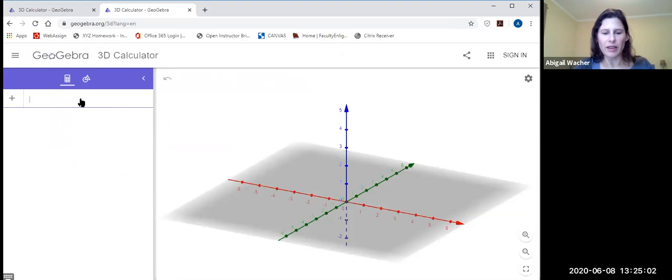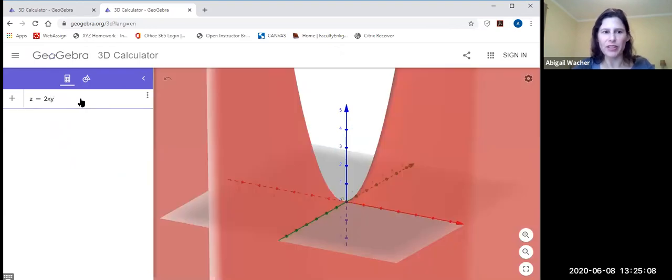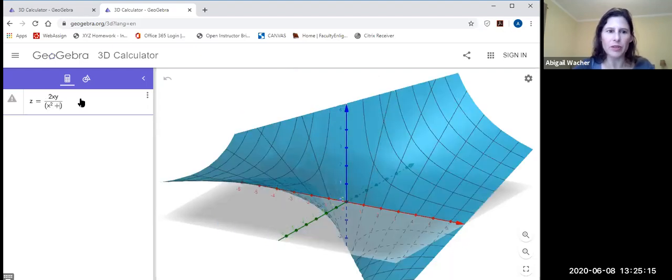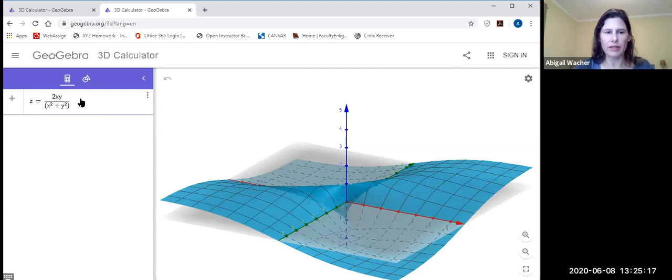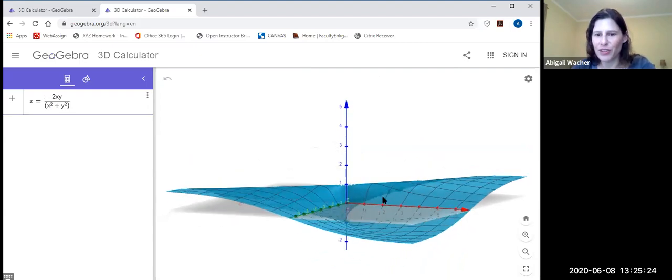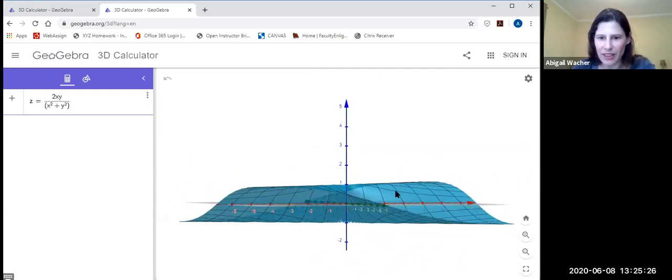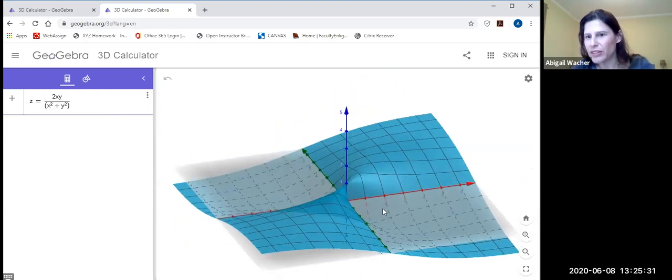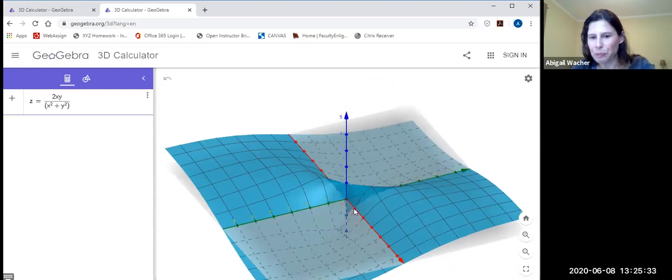So here, you can either write f of x, y. I like to write z is, and then I'm going to go ahead and type in that function. So 2xy divided by x squared plus y squared. Okay, I think that's it. Okay, and then now I'm going to look at this picture and see if I can gather the conclusion that I just made analytically, right? So I'm moving it around. There's no one right way. Just taking a look and seeing what I see.